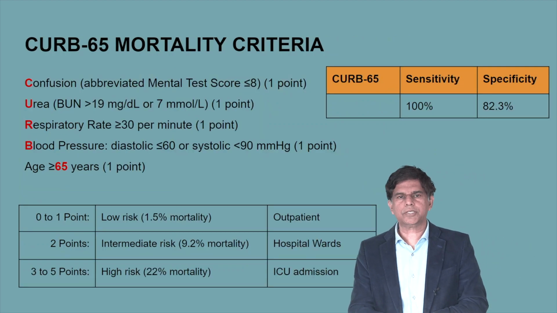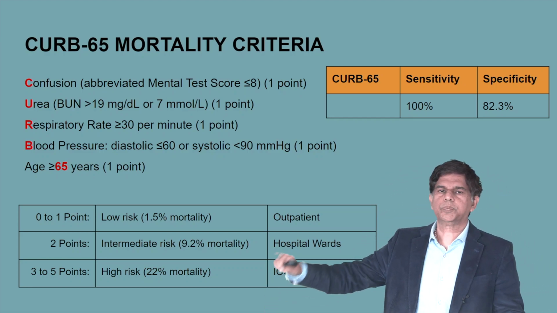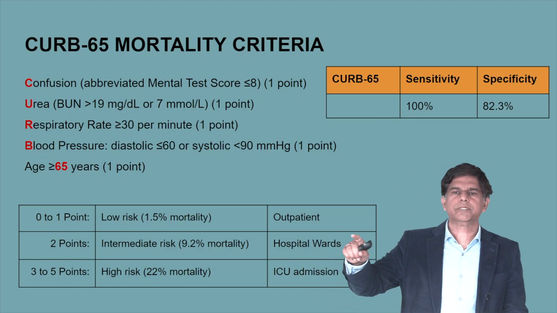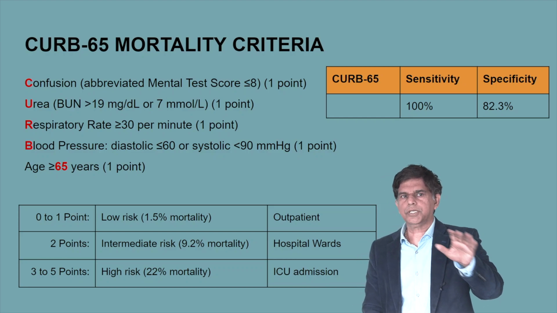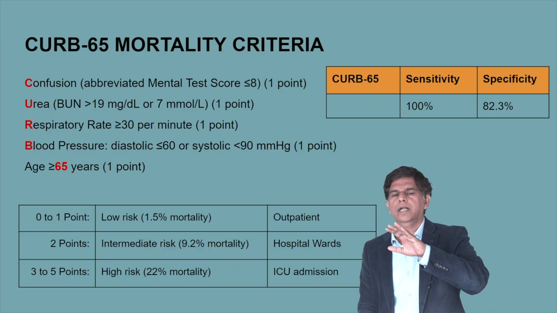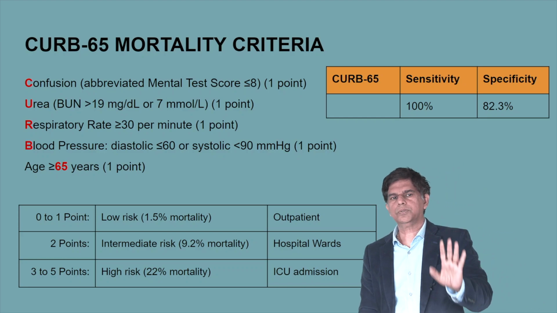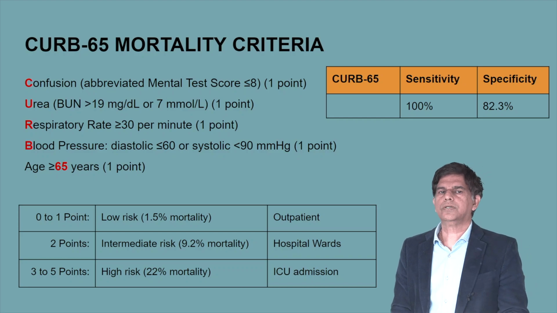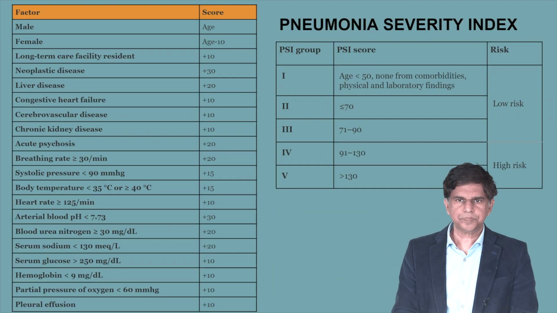Now we have to know how to risk stratify. Why do we have to risk stratify? We need to decide whether you need to put the patient in the hospital or send him home. Use CURB-65, okay? Look at the sensitivity and specificity, 100% and 82.3%. So use this: confusion, urea, respiratory rate, blood pressure, age greater than 65. You got a nice table below that. Decide: 0 to 1 point, 2 points, 3 to 5 points, you might want to transfer the patient to the ICU. If you're taking a test, make sure you know this CURB-65, very important, okay?